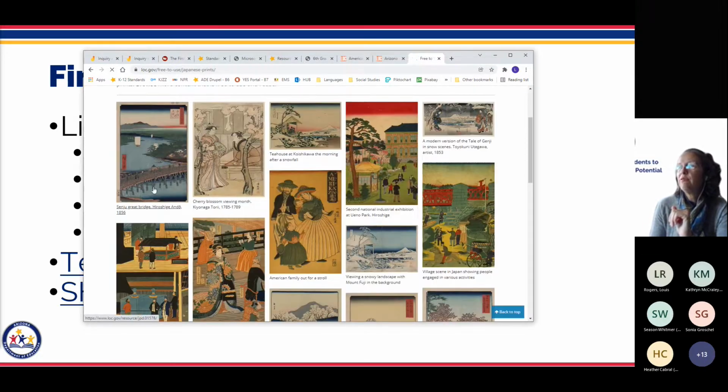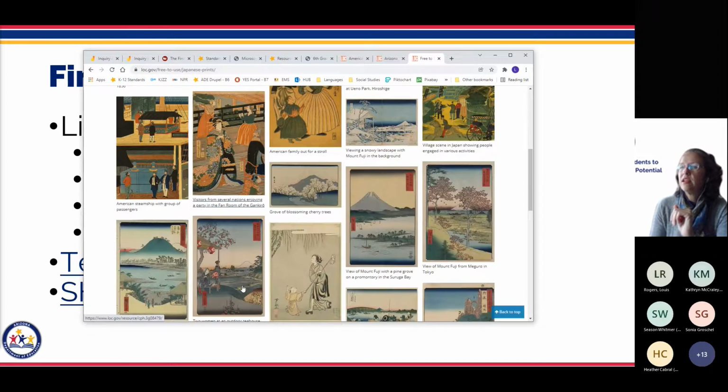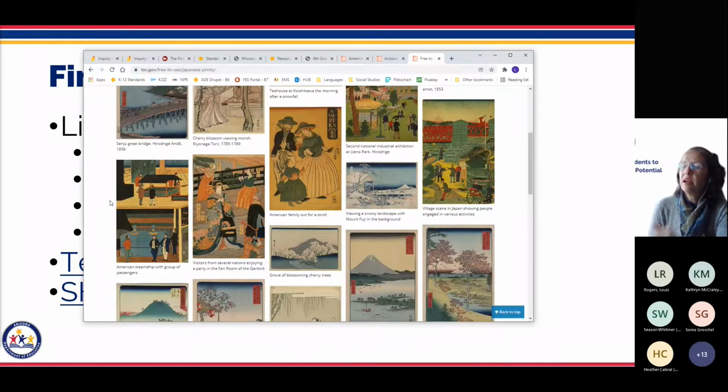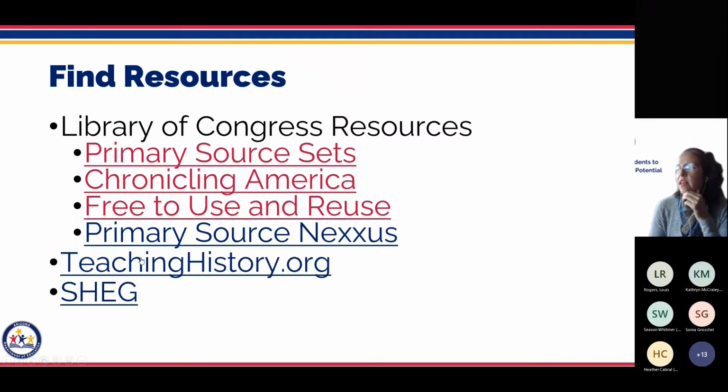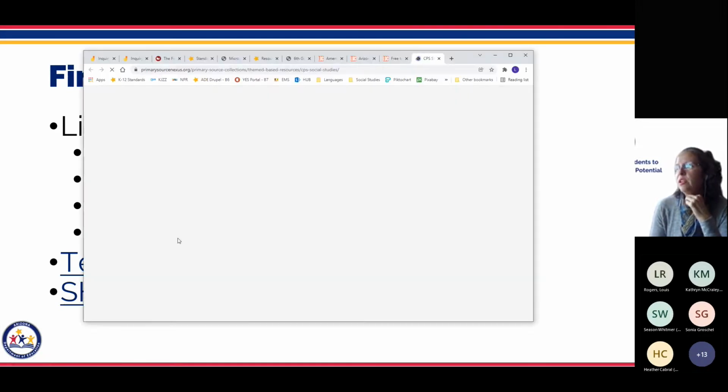Here we have all these different neat images. Here, an American steamship with a group of passengers. I mean, you can see the kinds of questions the kids can look at and do. So that's another one.